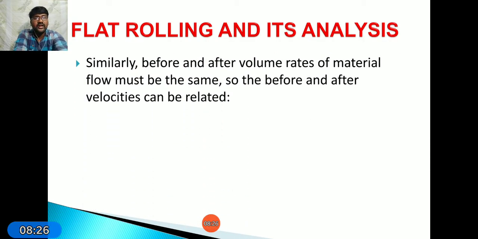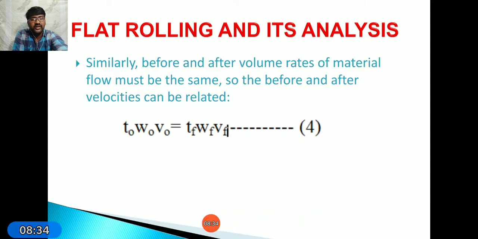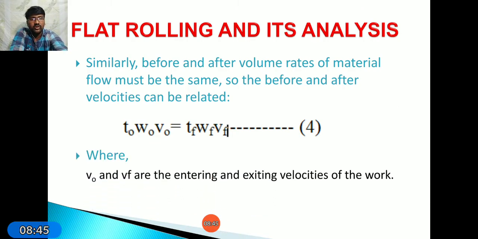Similarly, the volume rates of material flow before and after must be the same, that is, the velocities before and after can be related in the same way: T naught W naught V naught is equal to Tf Wf Vf. Here V naught and Vf are the initial and final velocities of the work part.